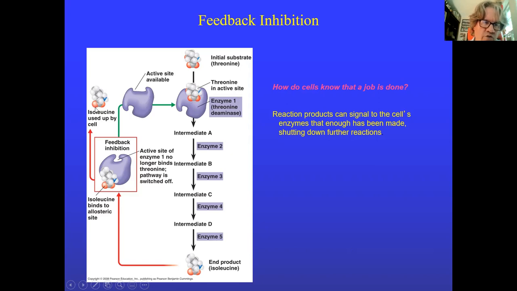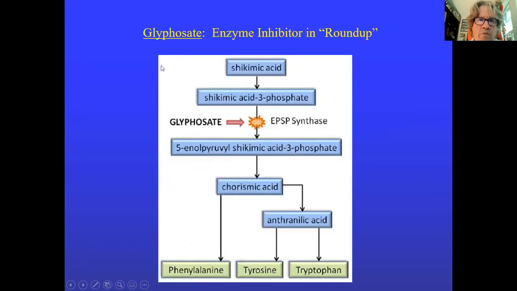If you use the isoleucine up, so the isoleucine concentration goes down, the isoleucine may leave this enzyme and go off to be used for other processes, and this enzyme will change back to its active form, interact with threonine, and you start making isoleucine again. So you can regulate how much isoleucine is made and keep it as a constant supply. Feedback inhibition, right? Many drugs and chemicals do this.